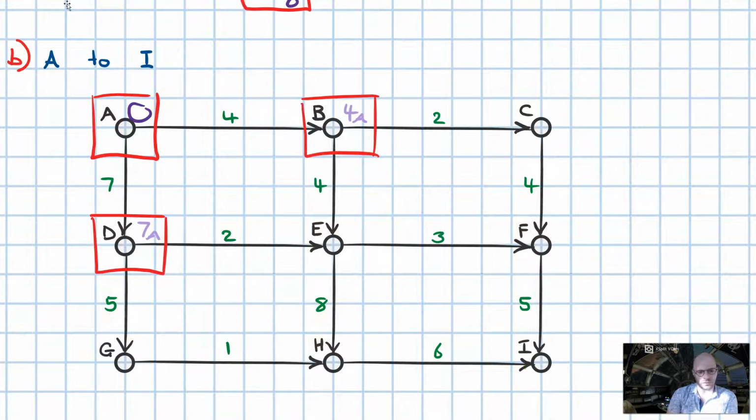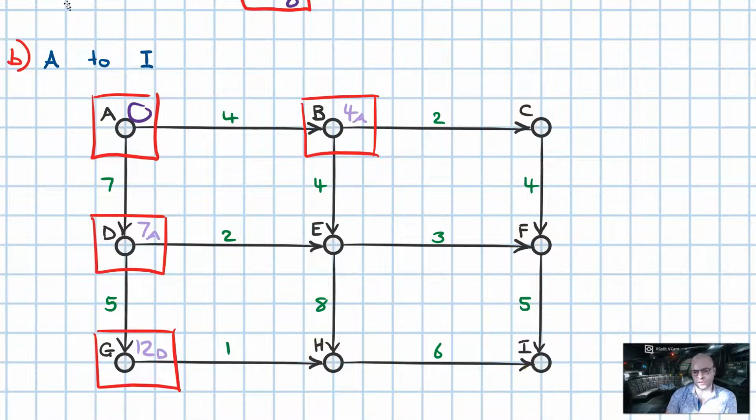Alright, from the perspective of node D, we're able to reach node G. This will come at a cost of 7 plus 5, which results in a value of 12, and we've come from D. We're unable to reach G through any other node, so we can finalize it. Furthermore, going over to B, we're able to reach C from B at a cost of 4 plus 2, so a net cost of 6, and we've come from B.